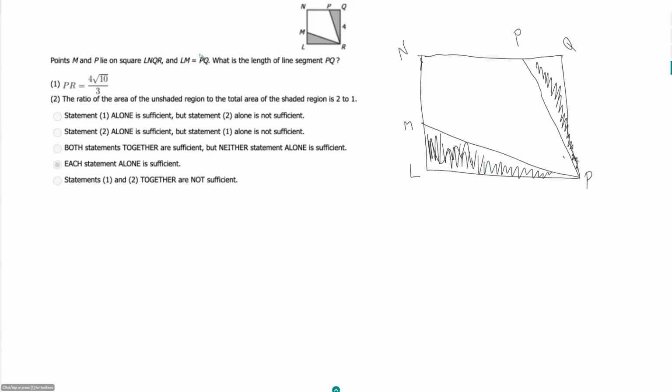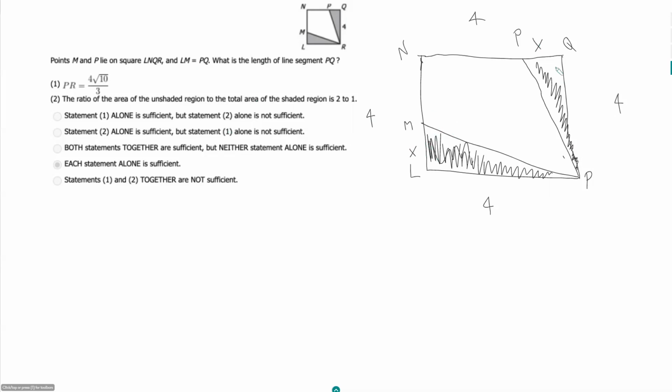So we have a square, and they don't say this in the prompt, it's only in the diagram, so don't miss this. It looks like each of our sides of our square is 4. Then they say LM is equal to PQ. So if we call LM x, PQ also has to be x.